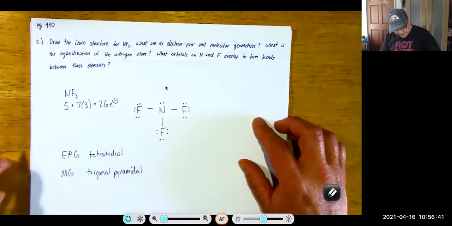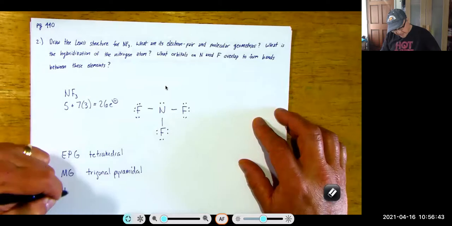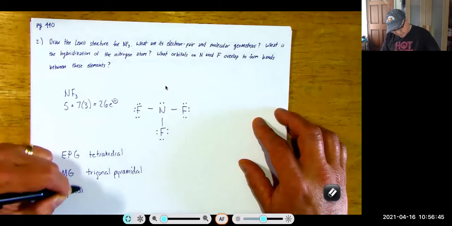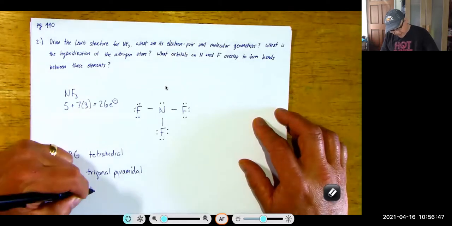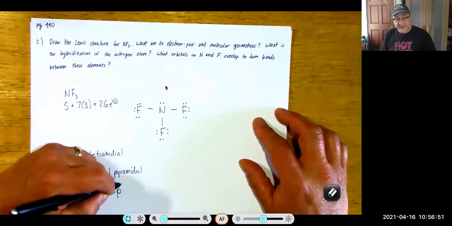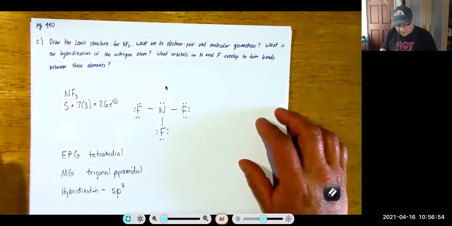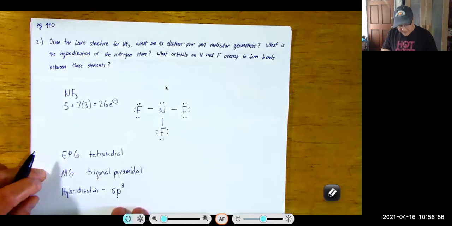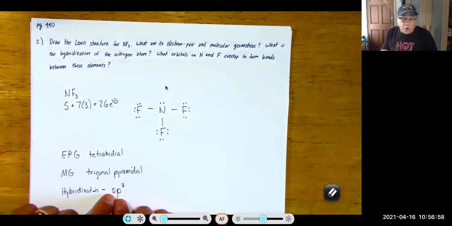What is the hybridization of the nitrogen atom? Well, since it has 4 pairs, it's going to be sp3 hybridized. And the reason for that is that with 4 pairs, you have to hybridize 4 orbitals, 1 s orbital and 3 p's.